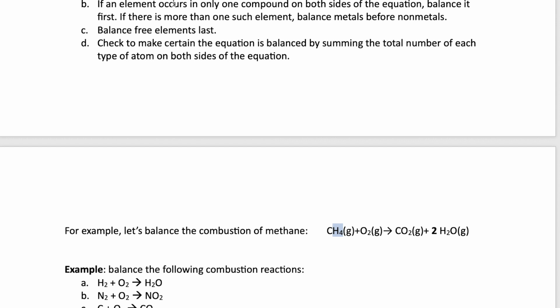The last thing we want to balance is always what we call free elements, which is the element that exists in its free state. So in this case, that would be oxygen. And that is, of course, the only one left to balance since we already balanced the carbon and hydrogen.